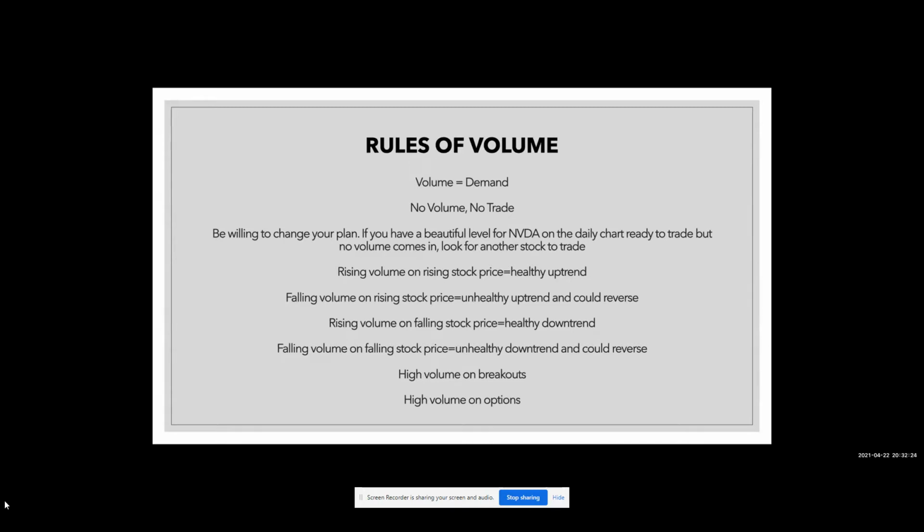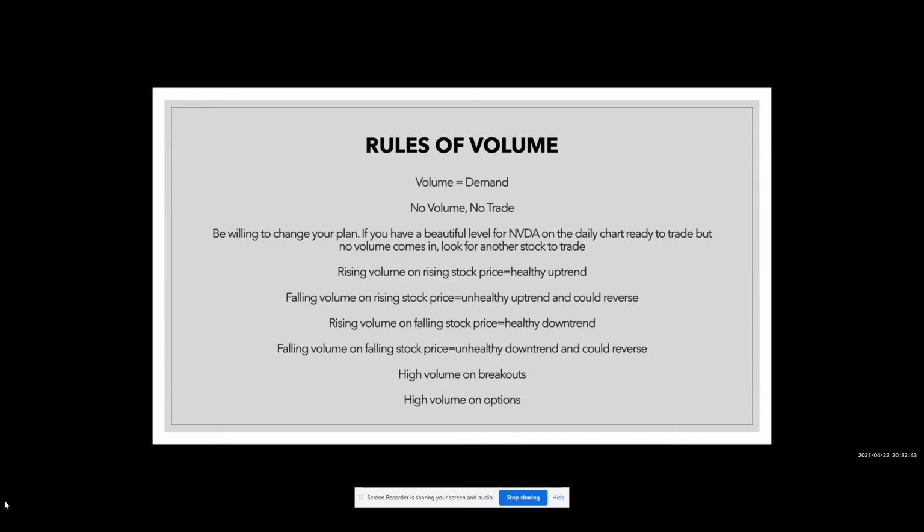If the volume is going down, so falling volume on falling stock price, then that is an unhealthy downtrend and it could reverse. That means there's not a lot of demand to the downside. If the volume is going down, but the stock price is also falling, then that just represents there's not a lot of sellers, there's no aggressive selling pressure, and there's no high volume. So that's an unhealthy downtrend and it could reverse.